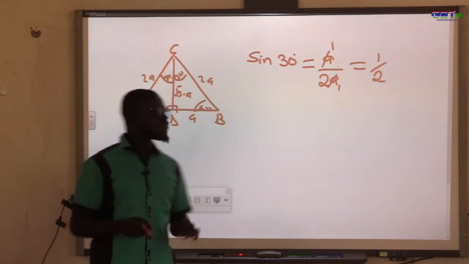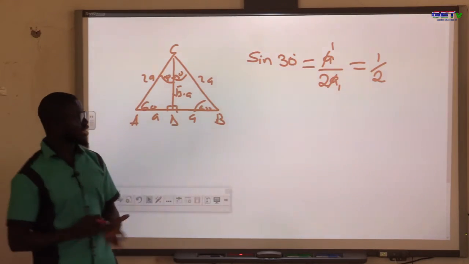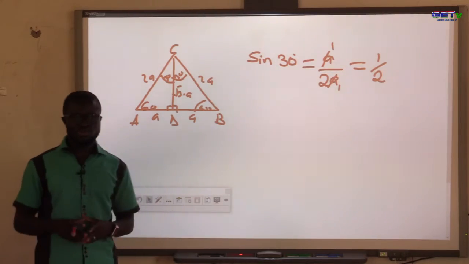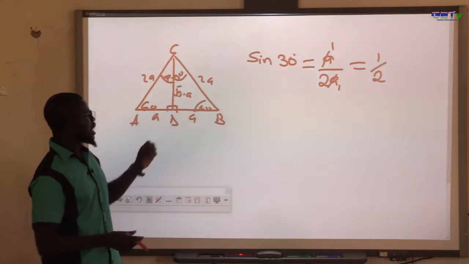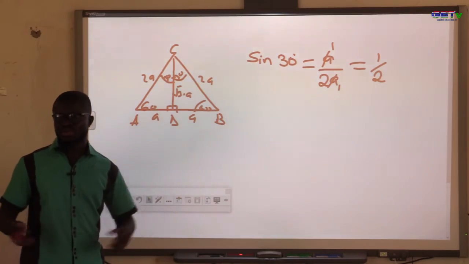So if you punch sine 30 into your calculator, the calculator will give you 0.5, or in other words, it will give you 1 all over 2. And we have right away proven to you how this is possible from the calculator. So both numbers are correct.